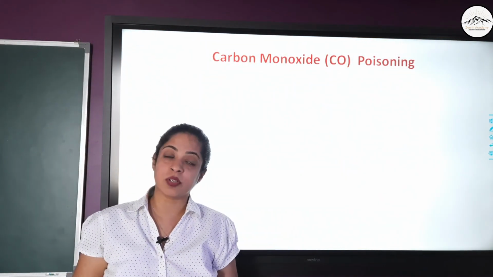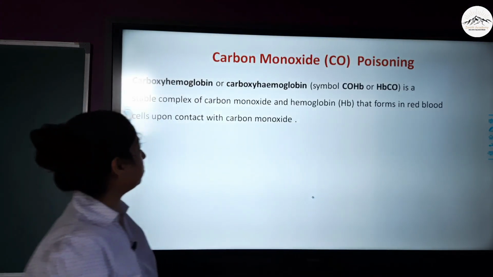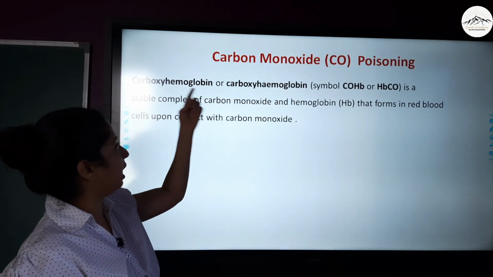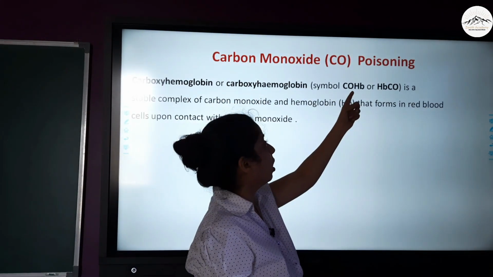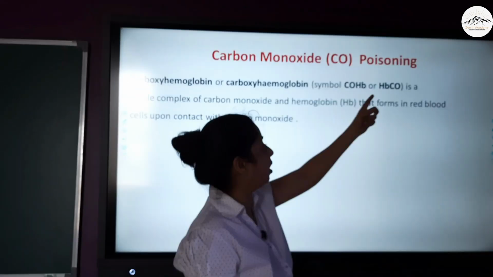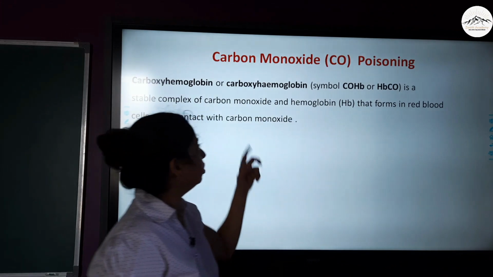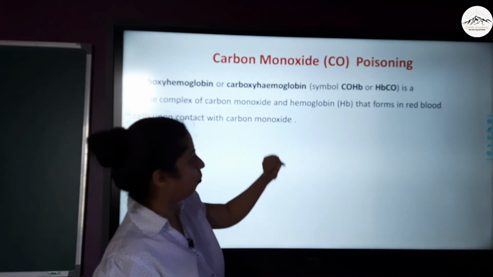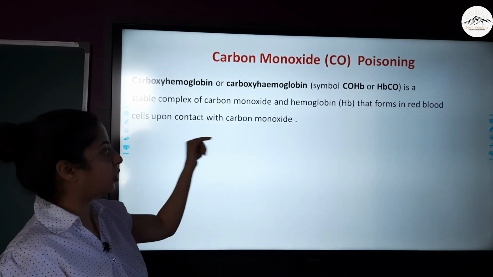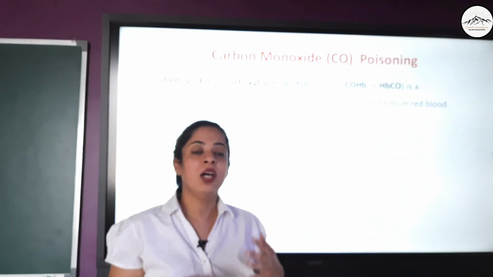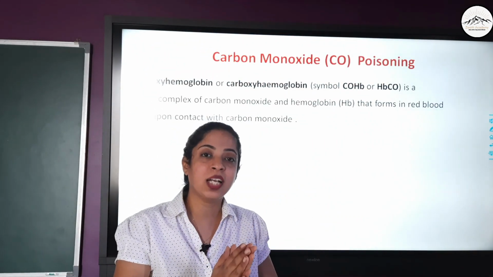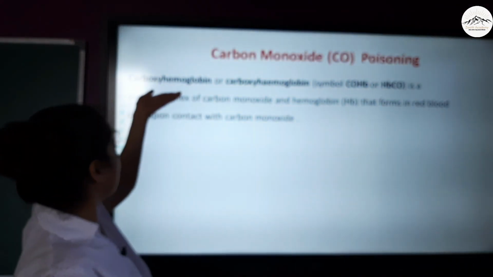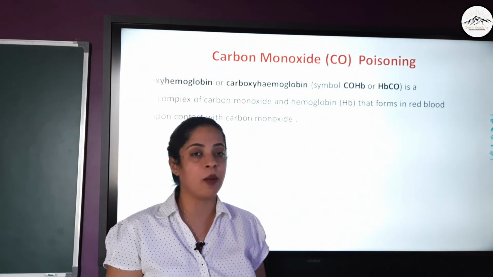Now, what is carbon monoxide poisoning? This is very important, children. See, carboxyhemoglobin or carbon monoxyhemoglobin, both of them differ by only a letter. If you see their formulas here, carbon monoxide comes ahead of hemoglobin in one and hemoglobin is ahead of carbon monoxide in the other, so both of them mean the same. It is a stable complex of carbon monoxide and hemoglobin that forms in red blood cells upon contact with carbon monoxide. Whenever our hemoglobin comes in contact with carbon monoxide, it forms a very stable compound known as carboxyhemoglobin, and this causes carbon monoxide poisoning.